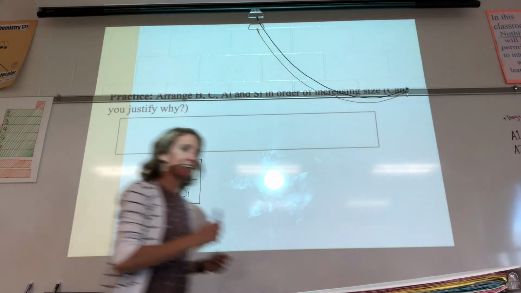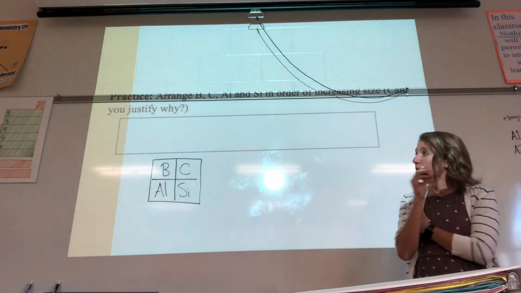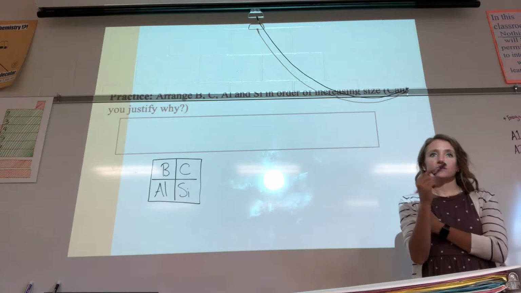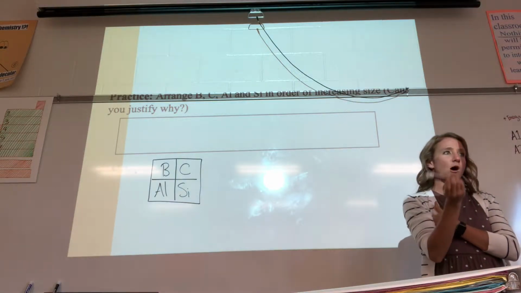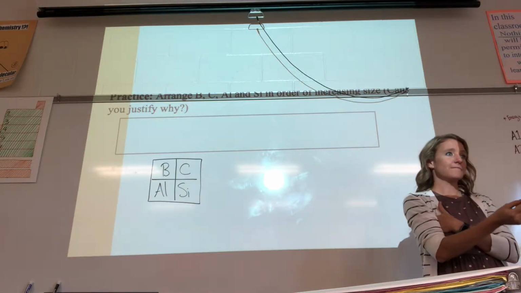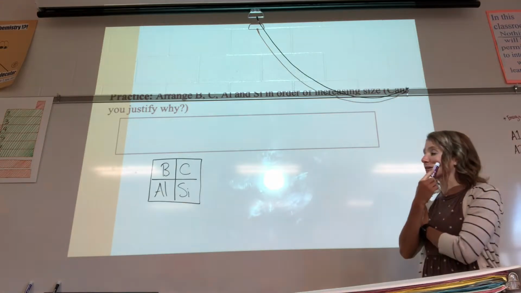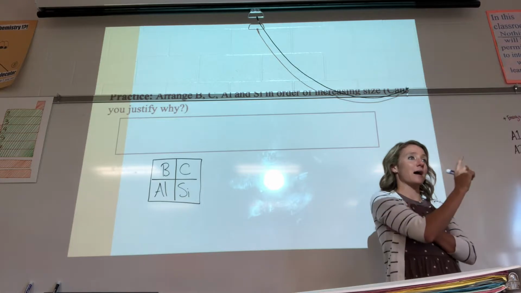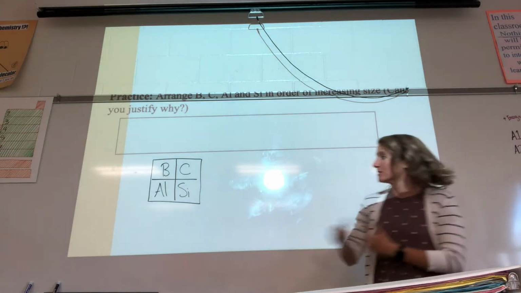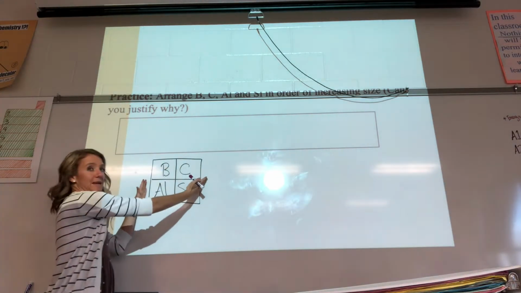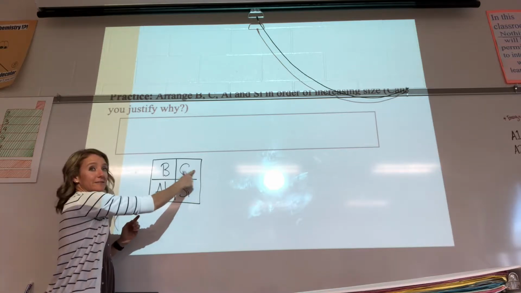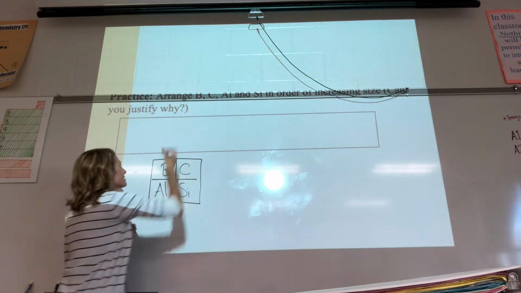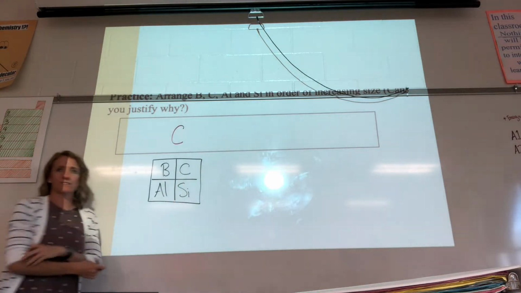Good discussions. Let's check it and make sure we're on the right track. So we're wanting to put them in order of increasing size. So we need to go from smallest to biggest. Okay? Now, the first thing I look for is we know from the trend, the farther to the left and higher up it is, the smaller it will be. So since they're in a little square on the periodic table, carbon is the farthest to the left and up. So carbon's going to be the smallest of my list.